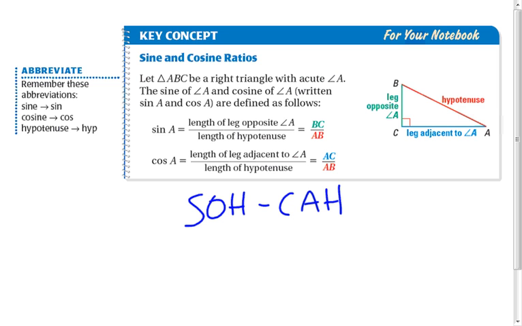If we're talking about the sine of A, in this particular case, it's opposite, which is BC, over the hypotenuse, AB. Opposite over hypotenuse. For the cosine of that same angle, the cosine of angle A is the adjacent over hypotenuse. So it's AC over AB.